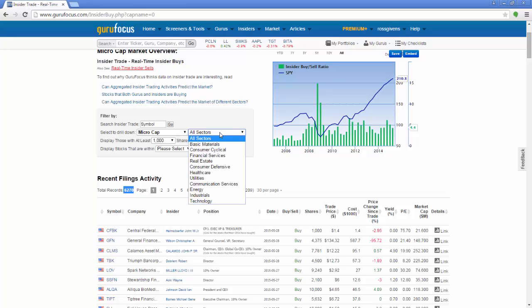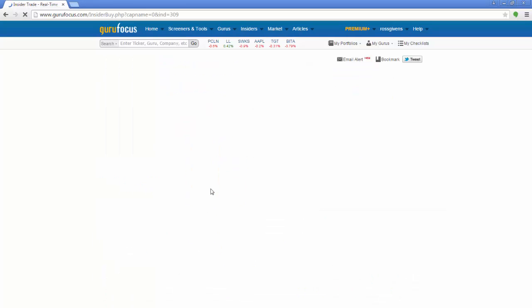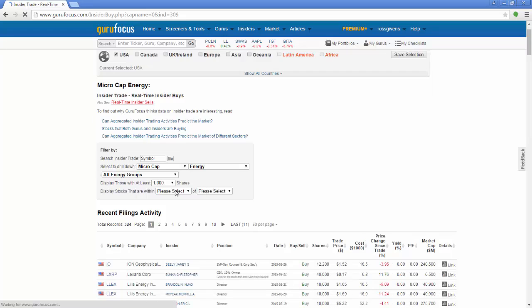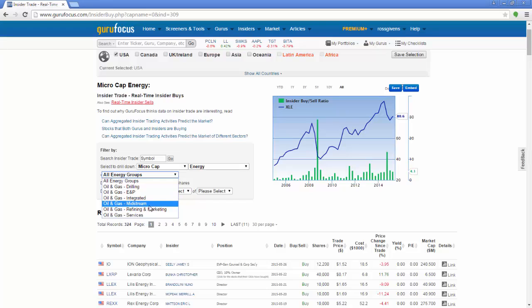If you're looking for something like a small cap energy company that's got heavy insider buying, you can filter that down further. You can even drill down to, if you want a drilling company, integrated, midstream, upstream, that kind of thing. You can filter it by the number of shares they purchase. So you don't really care if they bought 100 shares, but if they bought 100,000, you might be interested.